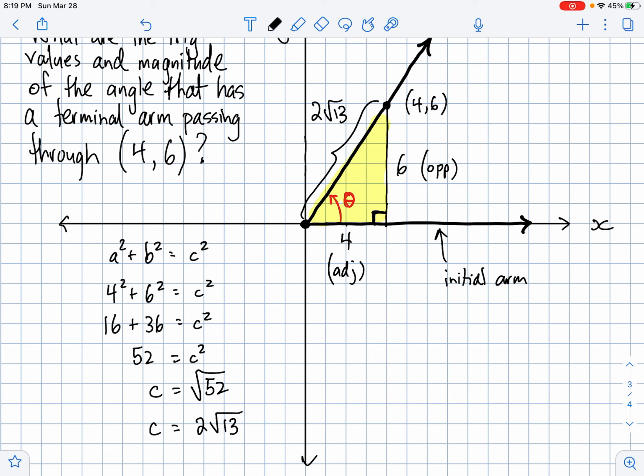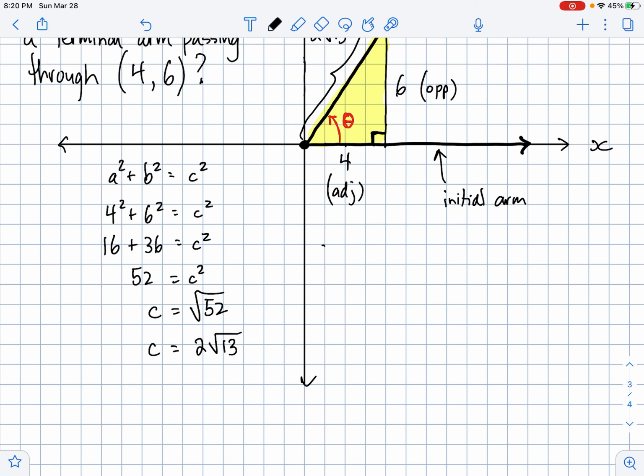So just by knowing a point and knowing that you're talking about a standard angle, and what that means in terms of the initial arm and where the terminal arm is, and that it has to go through that point, you can then draw a triangle. Because we've gone through SOHCAHTOA and we know enough about right angle triangles and trigonometry, now we can take these numbers and answer the rest of the question. So the sine of theta would be the opposite over the hypotenuse, which would be 6 over 2 root 13.